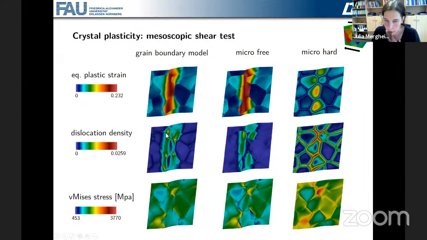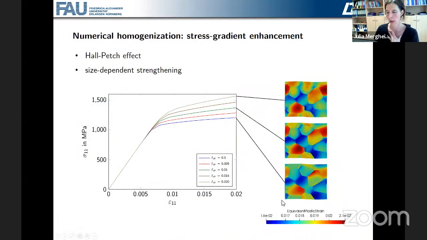And what can be observed here is that for the dislocation densities, we obtain at these triple junctions, where 3 grains meet, very high densities, which is also observed in experiments. The micro hard condition is also too stiff if we think about the stresses, which are much higher here than in the other 2 cases.